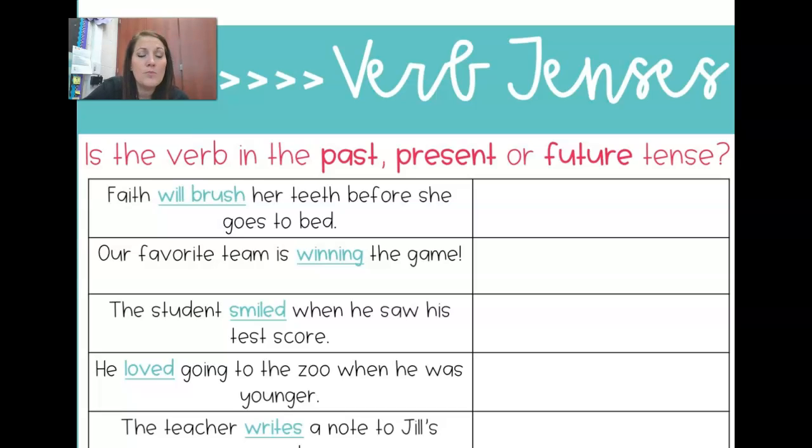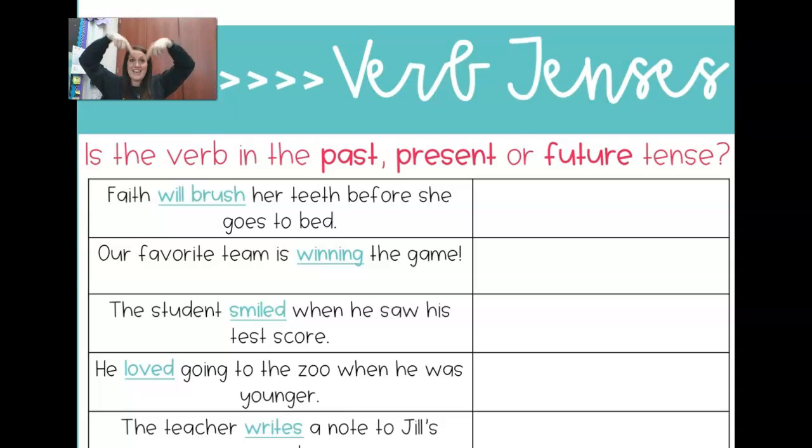So is the verb in the past, present, or future tense? Look at what's underlined and what's kind of that greenish blue color. Faith will brush her teeth before she goes to bed. Past, present, or future? Do the hand motion to show me. Future. She hasn't done it yet. She will do it. Our favorite team is winning the game. Did they already win? Are they planning on winning? Or are they winning right now?